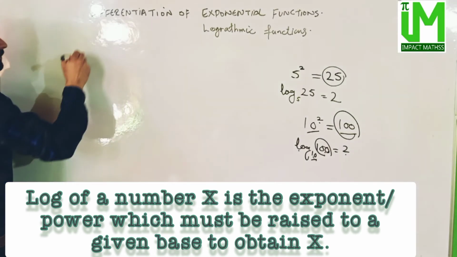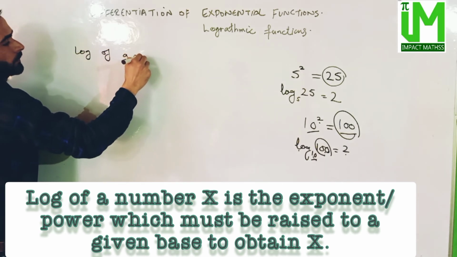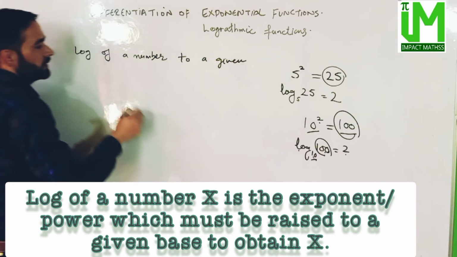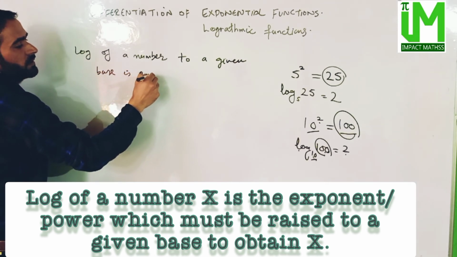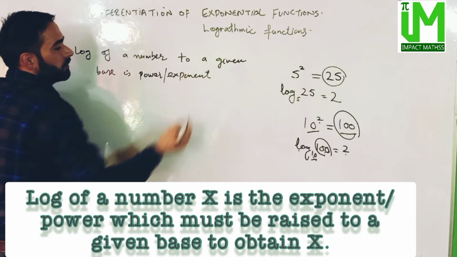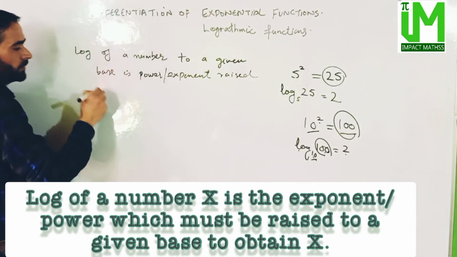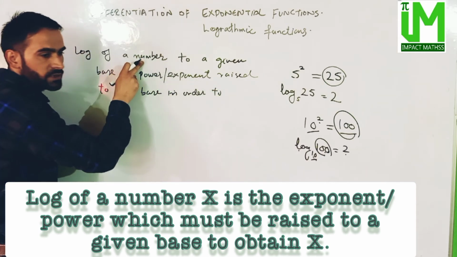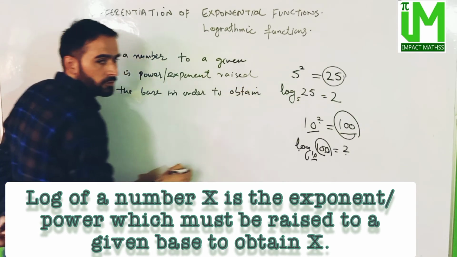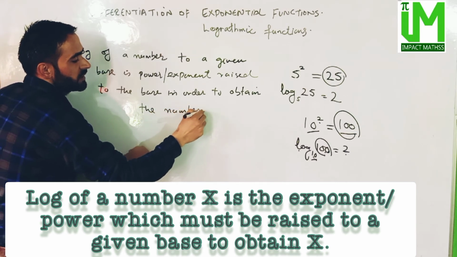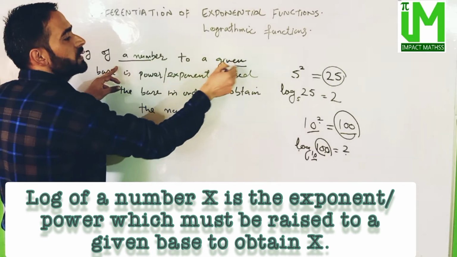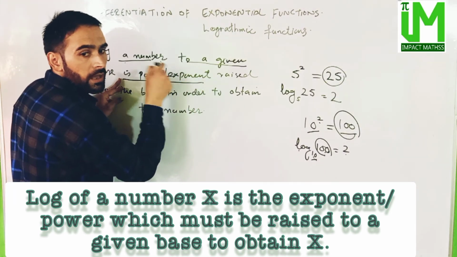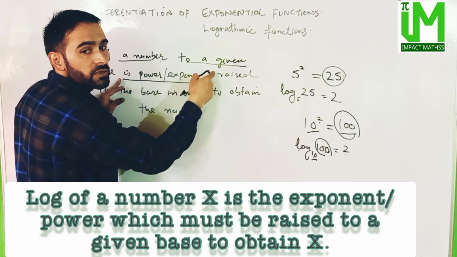So we write: the log of a number to a given base is the power or exponent to which the base is raised in order to obtain that number. Okay, understood? The log of a number to a given base is the power or exponent, that is, the power to which the given base is raised in order to obtain that number.